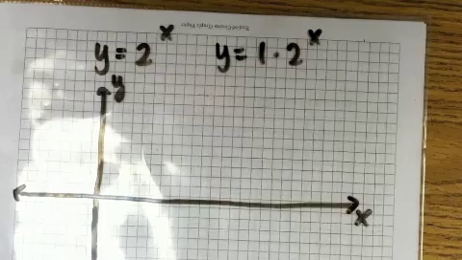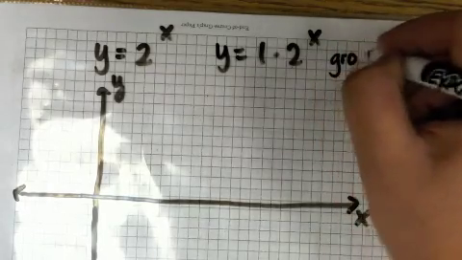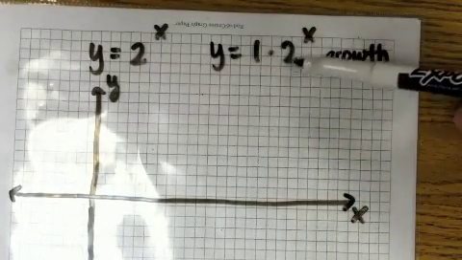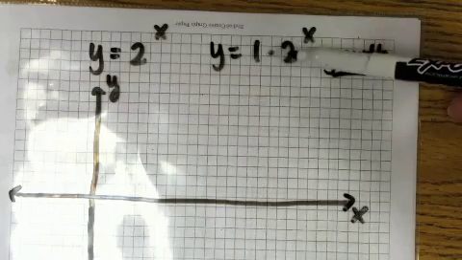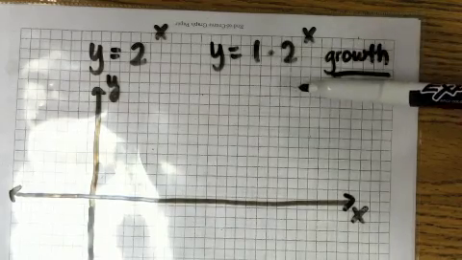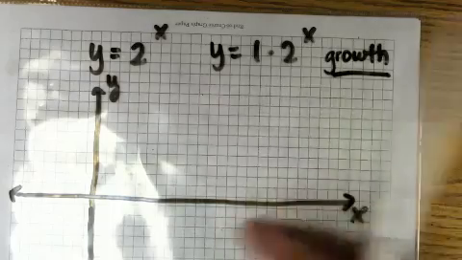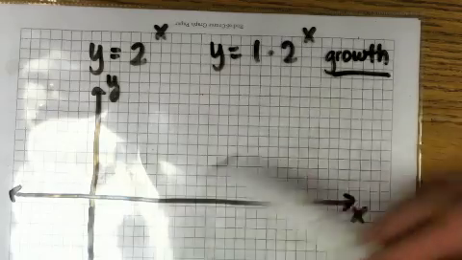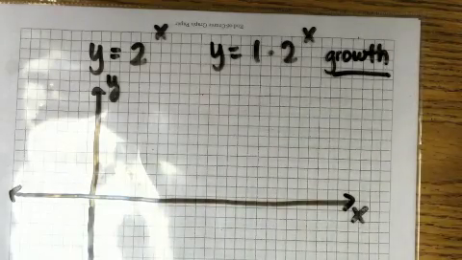Okay, and hopefully you answered growth. And there's a reason behind that. The reason being that this b value, the number with the exponent, is greater than 1 and greater than 0. Is 2 in between 0 and 1? No, it's actually after 1. So we're going to have a growth here. Okay, so we should expect that when we graph.